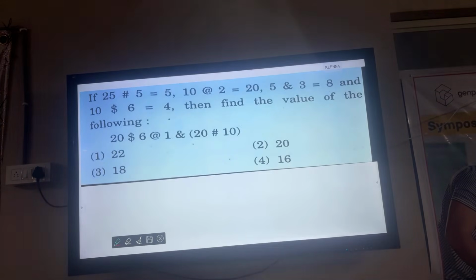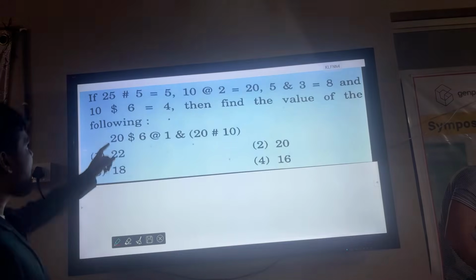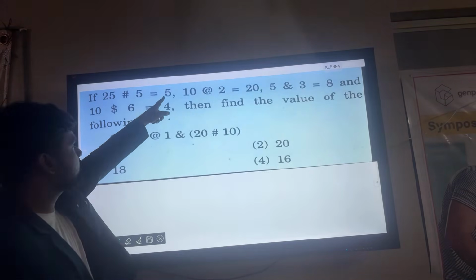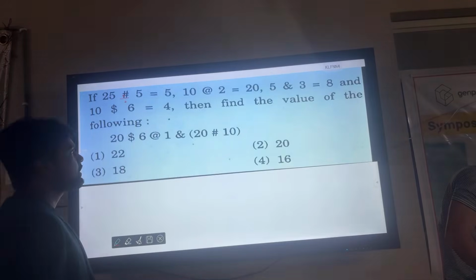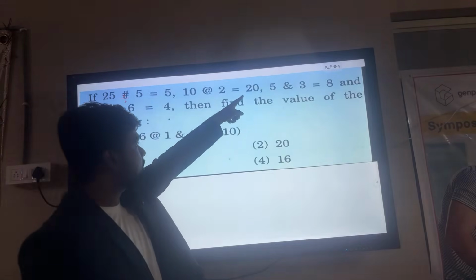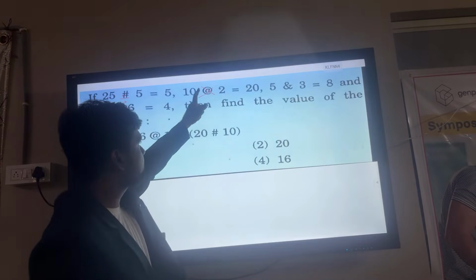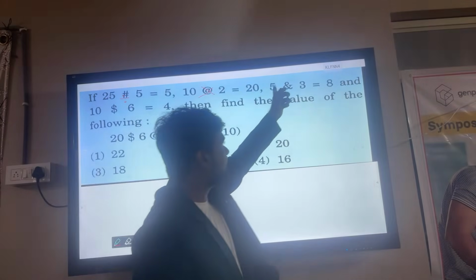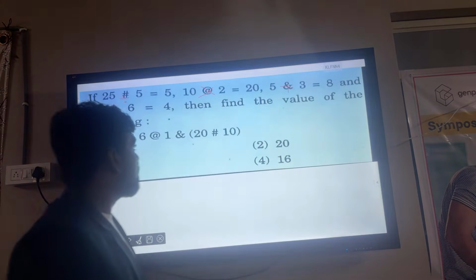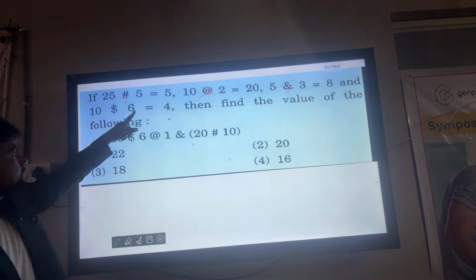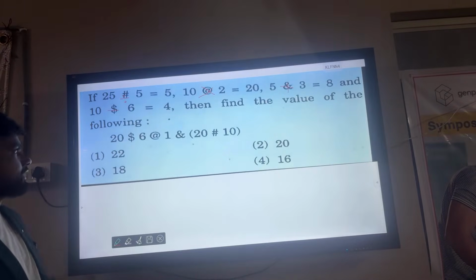In this question from number system, they are giving you 25 hash 5 is equal to 5. That means this indicates division. And 10 at the rate 2 is equal to 20, it indicates into. And 5 and 3, it indicates plus because 5 plus 3 is 8. And 10 dollar 6 is equal to 4, it indicates minus.